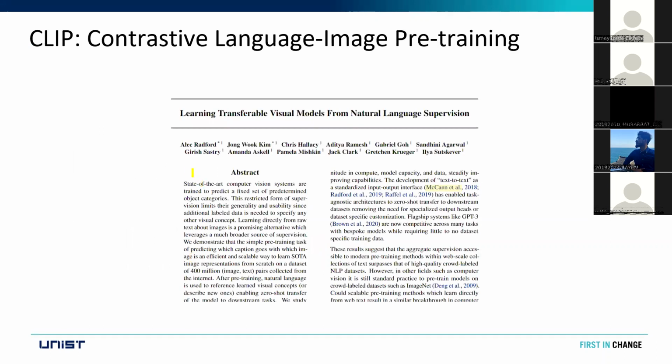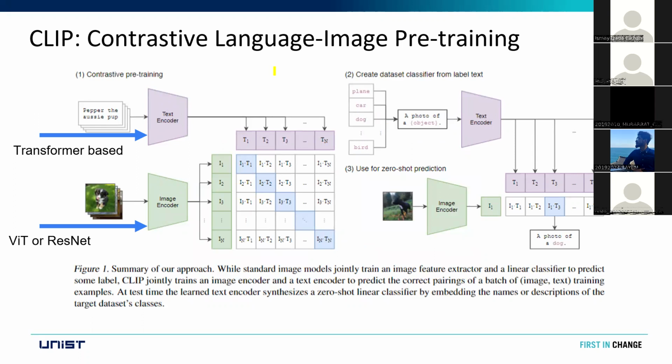CLIP was first introduced in this paper from OpenAI, and this is the model. In CLIP, we have two encoders: a text encoder and an image encoder. Let's say we have n images, and we have n texts associated with the images. Then we will have n image embeddings from the image encoder and n text embeddings from the text encoder. In CLIP, they take the dot product of both image embeddings and text embeddings and make a matrix like this.